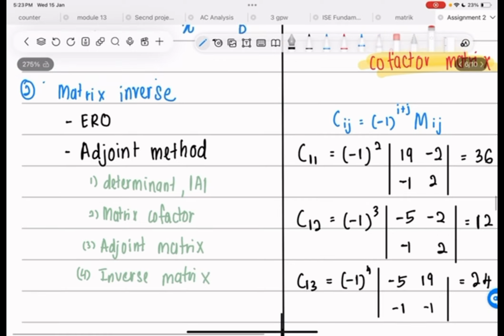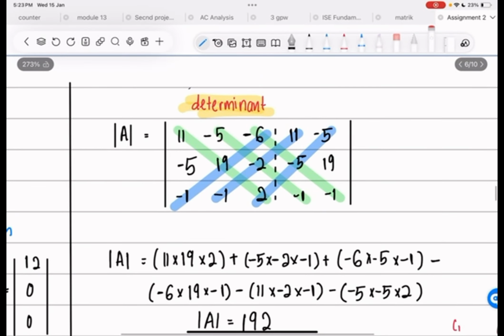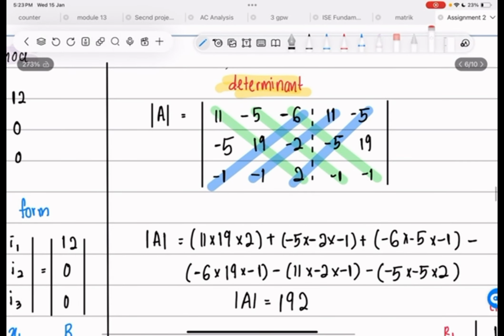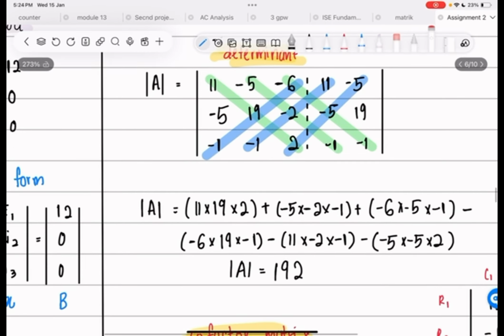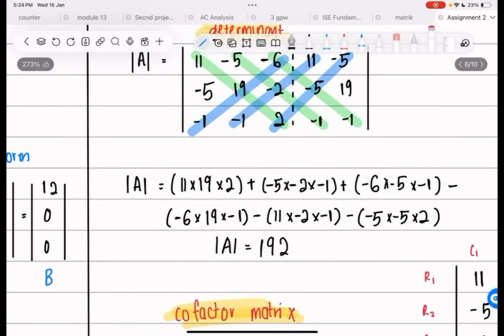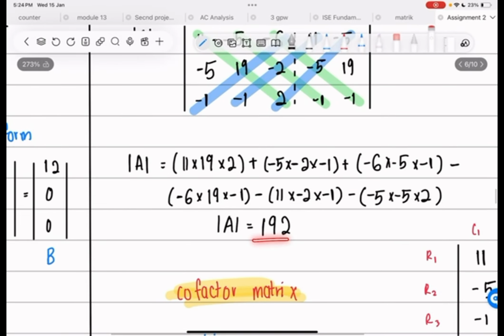The first one is finding the determinant of A. Since the matrix A is a 3 by 3 matrix, we need to expand the first column and the second column to the right side of the matrix. The first step is to multiply these 3 numbers in the green highlighted and add it with these 2 more green highlighted numbers. And for the blue highlighted numbers, do the same thing, multiply, but we need to subtract it. So the final answer of the determinant is 193.